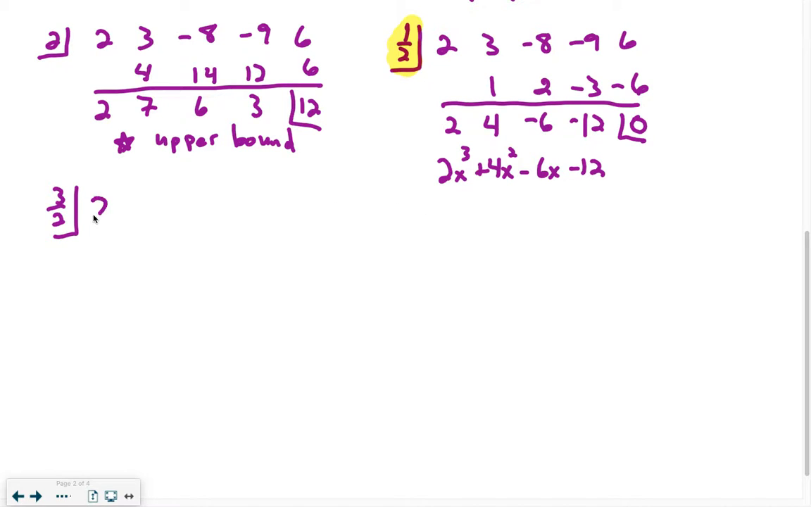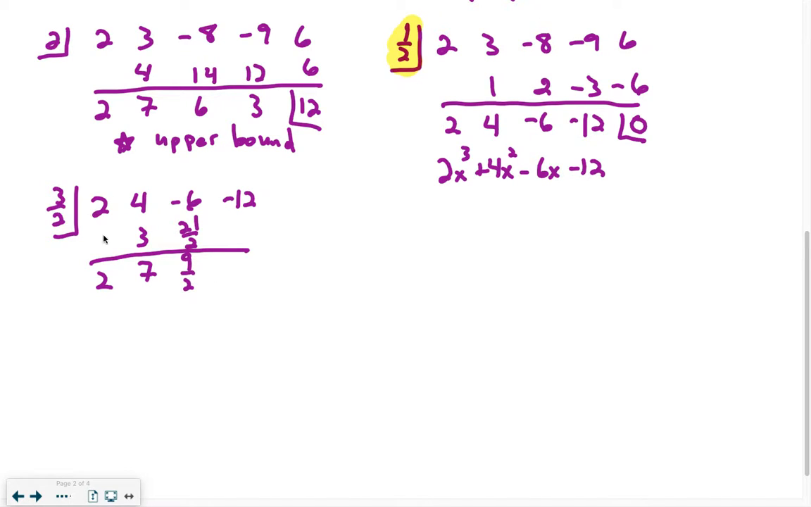So let's do 2, 4, -6, and -12. If I bring the 2 down, 3/2 times 2 would be 3. Add, multiply, that'd be 21 over 2. Add, so that would be 9 over 2.